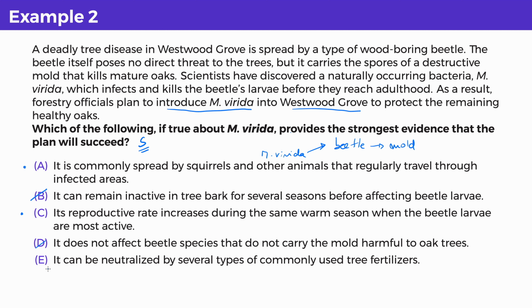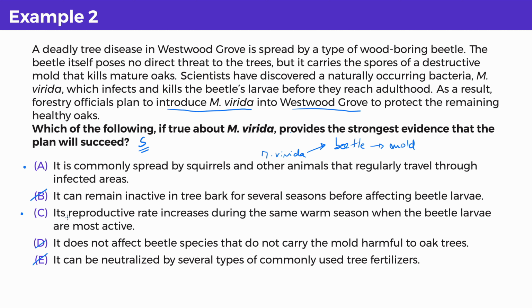And now answer choice E. It can be neutralized by several types of commonly used tree fertilizers. Well, if the bacteria could be neutralized by fertilizers, and especially if they are common, this is not bringing us evidence of success, but the other way around. So this would be a weakening option. So now we already could eliminate 3 of the answer choices.